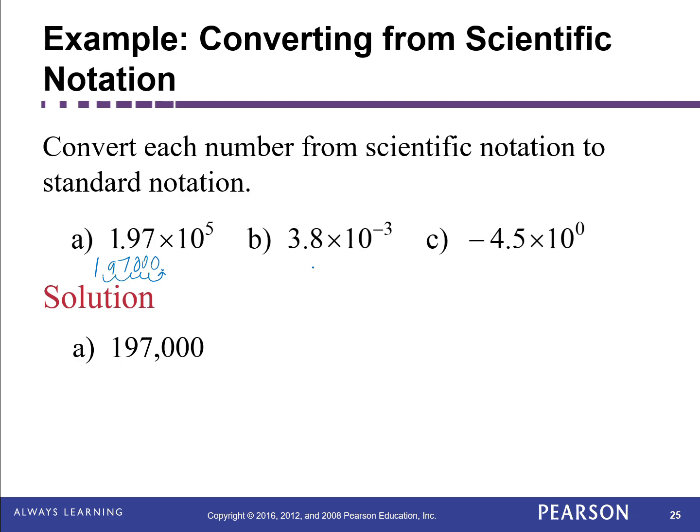Okay. Now 3.8 times 10 to the negative 3. If I start with 3.8, negative 3, and I'm converting back, I'm moving it to the left. 1, 2, 3. New decimal should be here. Like I said, for each one of these little loops here, I'm going to throw an extra 0 in. So it should be 0.0038. Okay, negative 4.5 times 10 to the 0. Well, if it's 10 to the 0, I don't move my decimal at all, so it should just be negative 4.5.